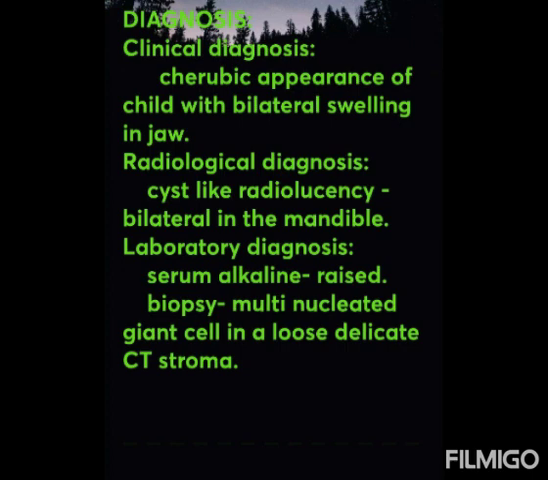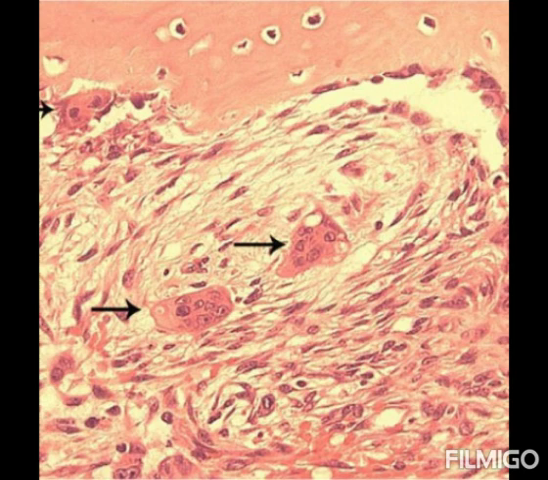In active cases serum alkaline levels may be raised, and biopsy shows large multinucleated giant cells in loose delicate fibrillar connective tissue stroma. The multinucleated giant cells are a classical feature of cherubism. This picture shows the multinucleated giant cells in the connective tissue fibrous stroma.